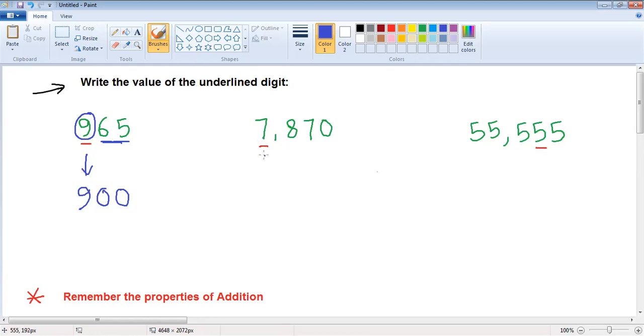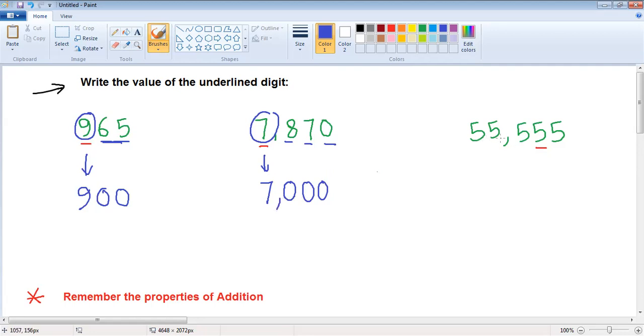The same way we are going to figure out the value of 7 here. What should we do? Drop the underlined digit as itself, then count all the digits on the right side. You can make a circle on the underlined digit and count all the digits after it. 1, 2, 3. 3 digits after 7. So we need to write down 3 zeros because we have 3 digits. So the value of the underlined digit here is 7,000.